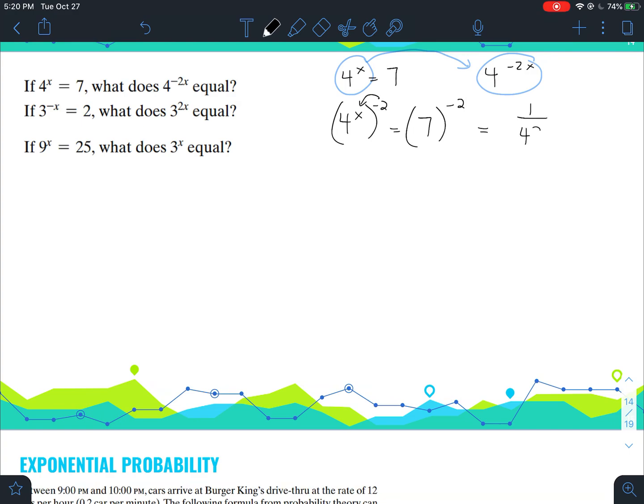And 7 to the negative 2 power is 1 over 7 squared, which is 1 over 49. So 4 to the negative 2x power is going to be 1 over 49.